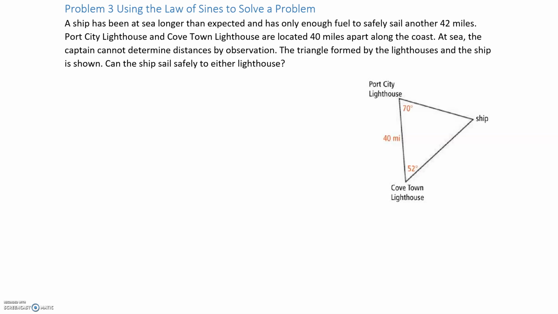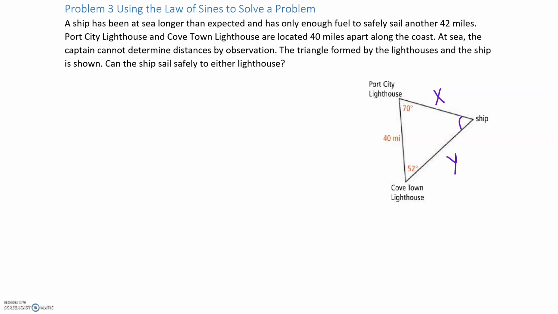We have a ship that's been at sea longer than expected and only has enough fuel to sail another 42 miles. So it has 2 lighthouses in its view, and they're both located 40 miles apart. So we want to see if it can sail to either lighthouse safely. So what we're going to do is find X. We are also going to find Y.